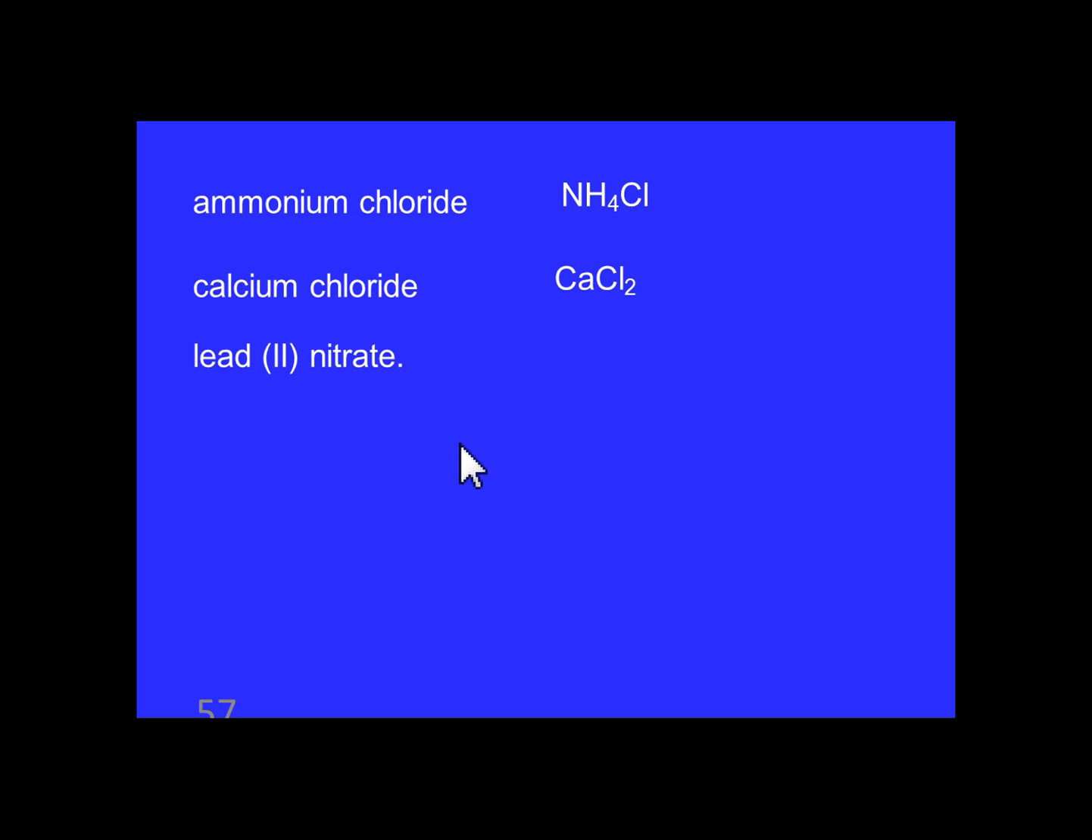Lead 2 nitrate. Now, whenever you're using these Roman numerals, we're talking about the stock system of naming compounds. And lead 2 nitrate would be Pb(NO3)2. Nitrate is NO3, has a -1 charge. Lead 2 has a charge of +2. So you need 2 of the nitrates, so we put that in parentheses with the subscript 2 outside of it.